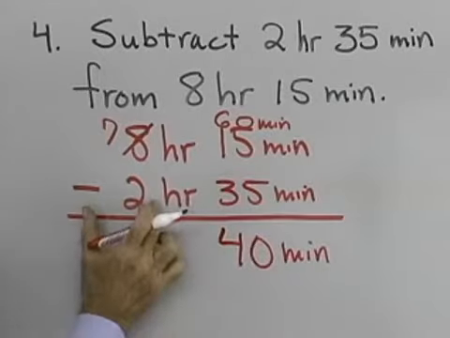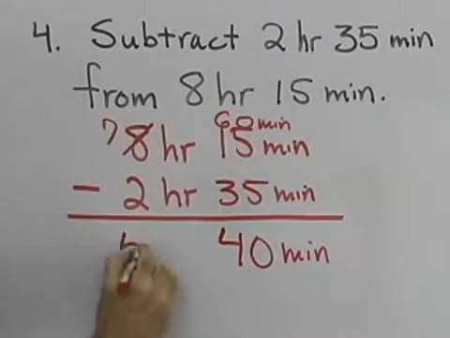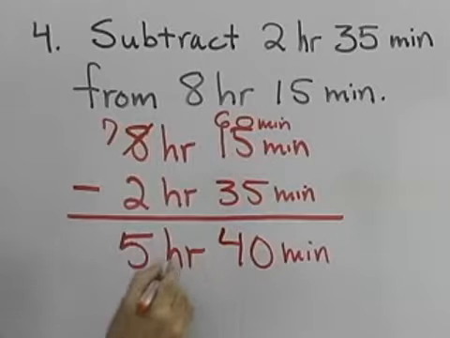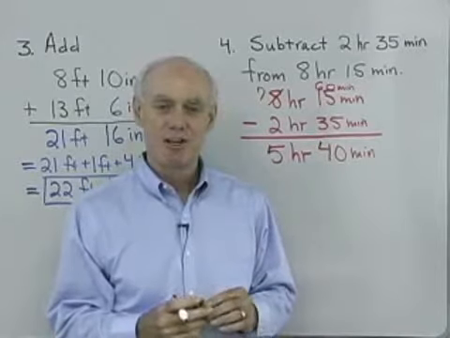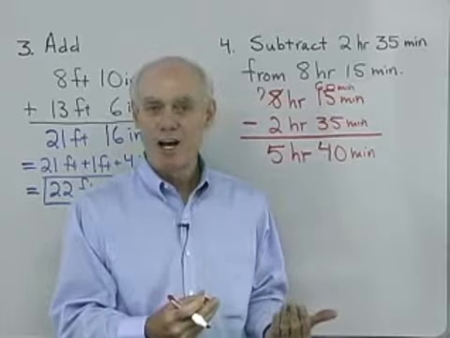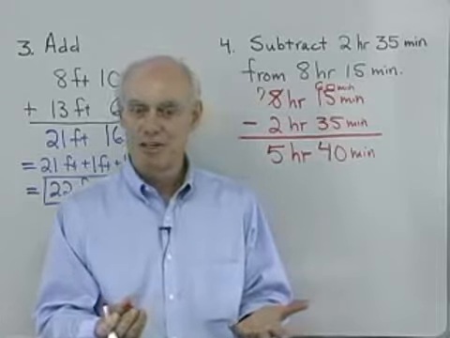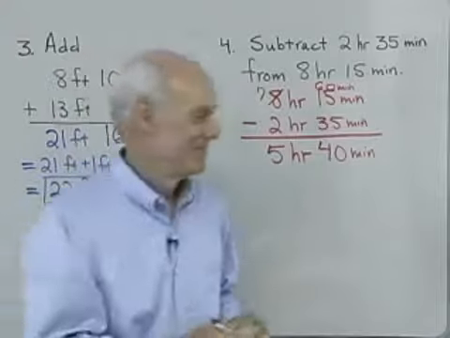Now I move over here. 2 hours subtracted from 7 hours will be just 5 hours. So I end up with 5 hours, 40 minutes. So kind of a nice exercise there in subtraction where I have to borrow 1 hour, which is the same as 60 minutes. Now, one more problem I want to do.